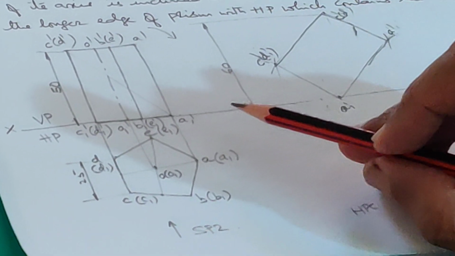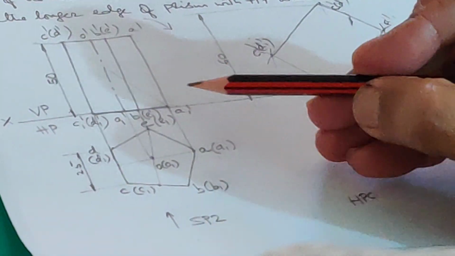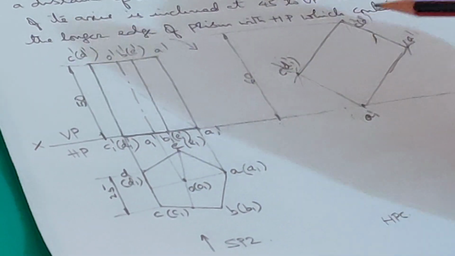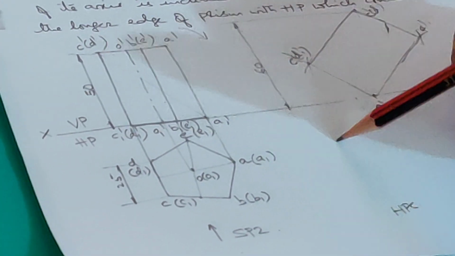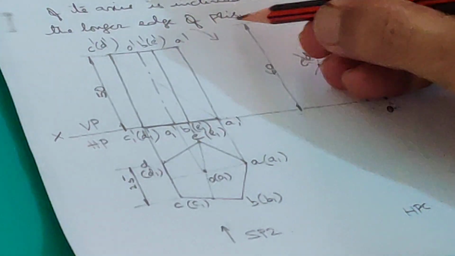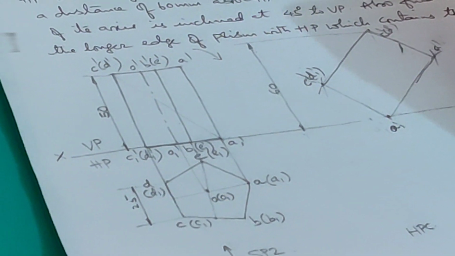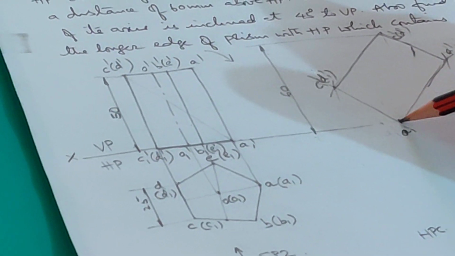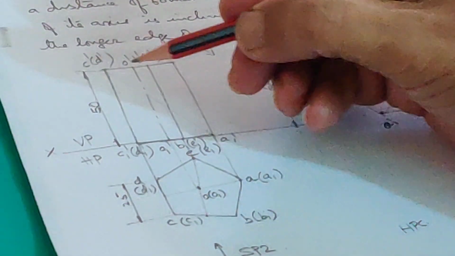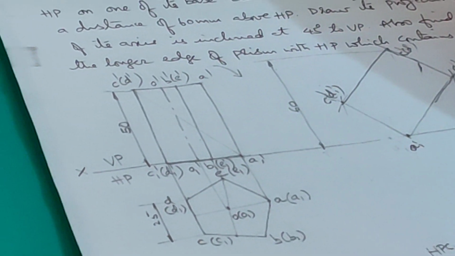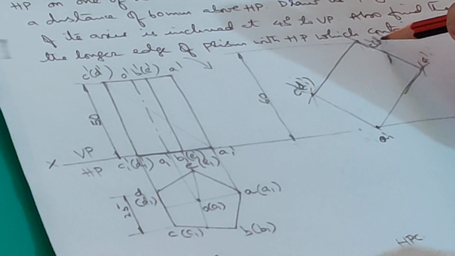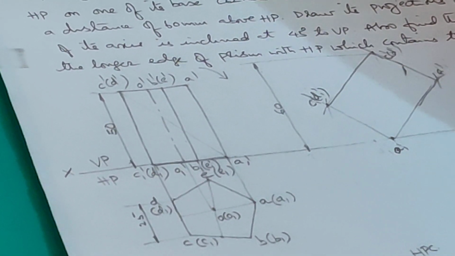Under HP condition, there are 2 conditions to be satisfied. One is this corner should be on HP here, and this corner should come at a distance of 60 mm above HP. So this is the locus for that. So what did I do? I took A1 dash as center, this length as radius. I have cut this projector. So this is C dash D dash.